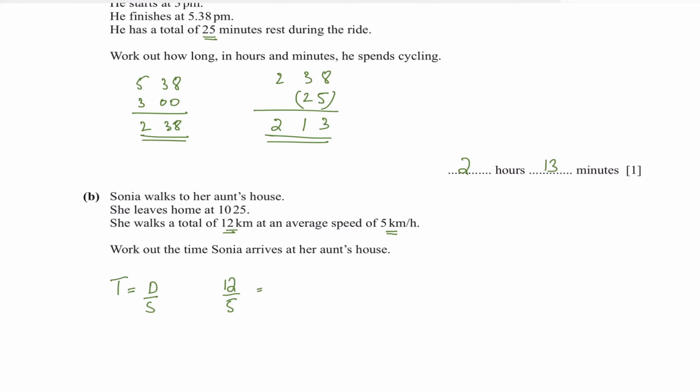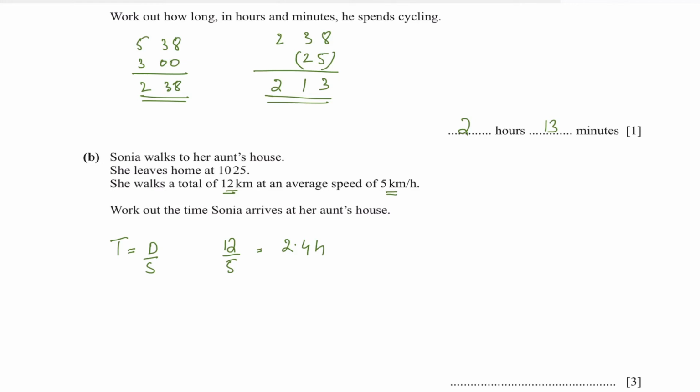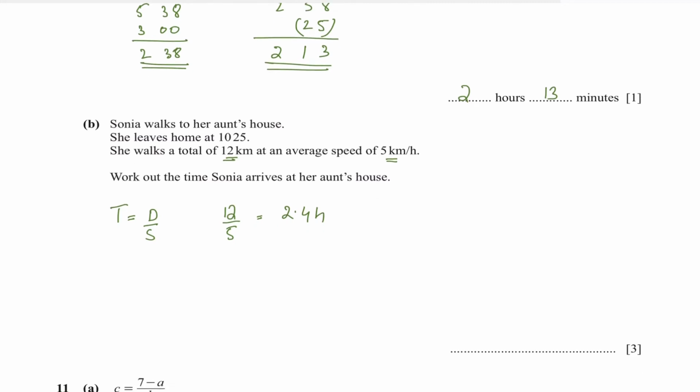I made a video on how to divide, the easiest way to divide any number by 5. So you can watch that, that's going to help you. So 12 divided by 5 is 2.4 hours, all right? So if she is walking a total of 12 kilometers, that means she's going to be walking for 2.4 hours. That's a lot of walking.